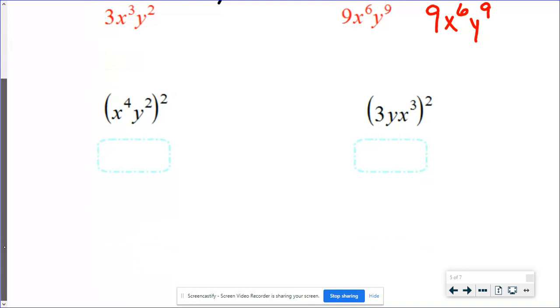Now I do have parentheses. I will have to distribute my exponent on the outside. The x's and the y's on the inside don't go together. I can't do anything here to simplify. So I would start by just distributing right away. So this x would now be to the 8th power. Remember, power to a power, we multiply. And this y would be to the 4th power.